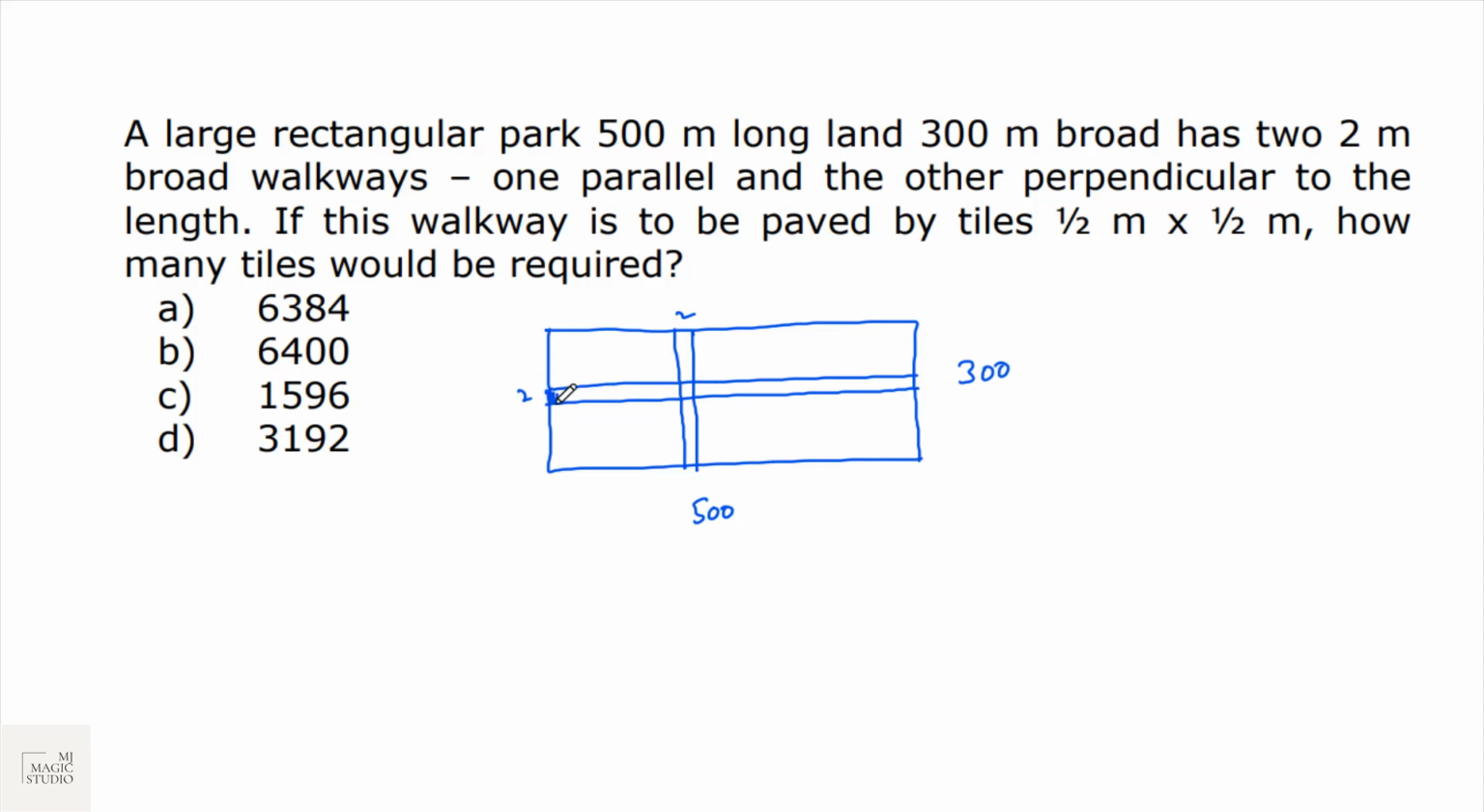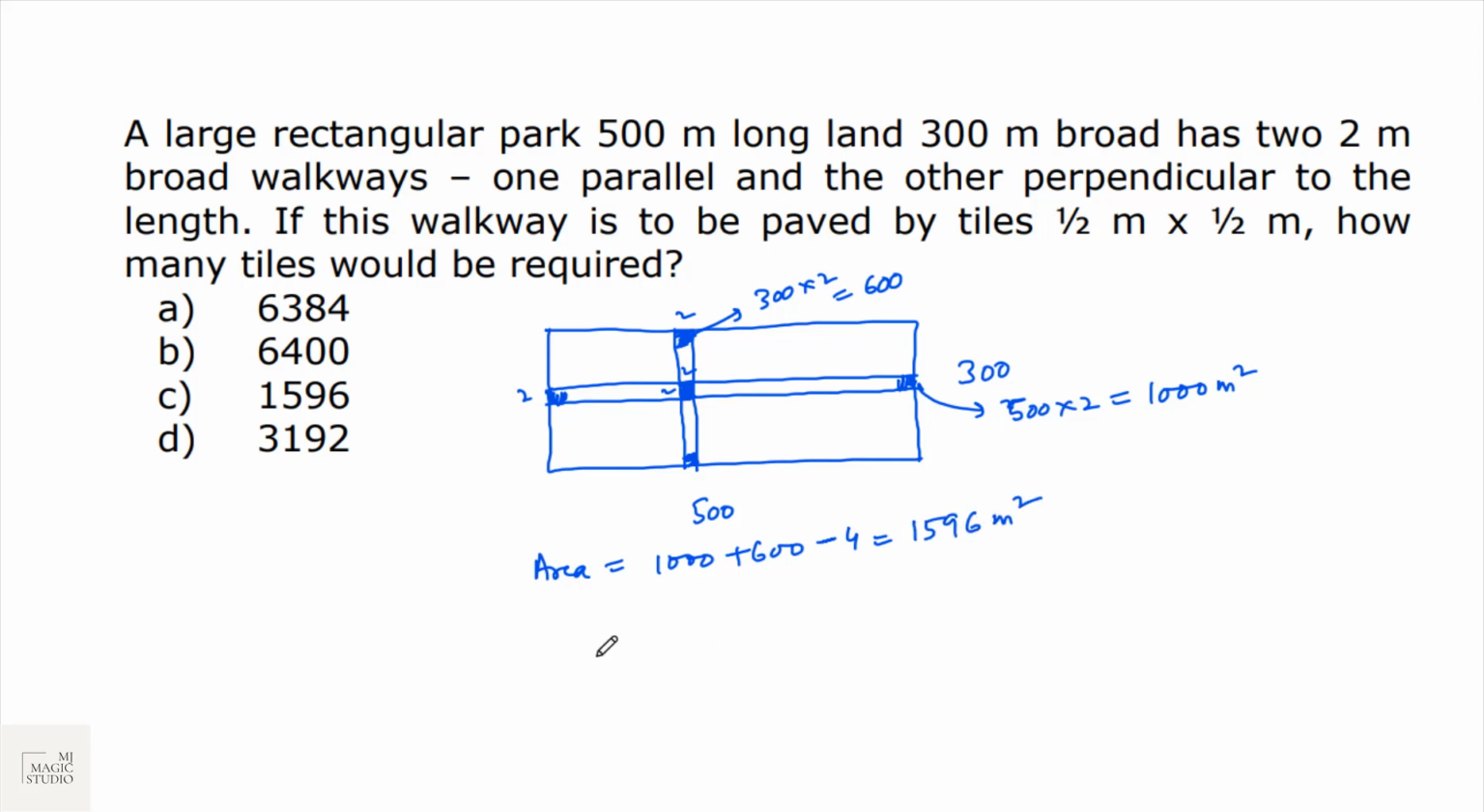First we need the area of this walkway. If we look at the length part, area of this length part would be 500 into 2, that is 1000 meter square. And area of this pathway, which is perpendicular to the length, would be 300 into 2, that is 600. But we can see that this particular shaded part we have calculated twice, which is 2 meter by 2 meter. So the actual area of the pathway is 1000 plus 600 minus 2 into 2, which is 4. So that is 1596 meter square.